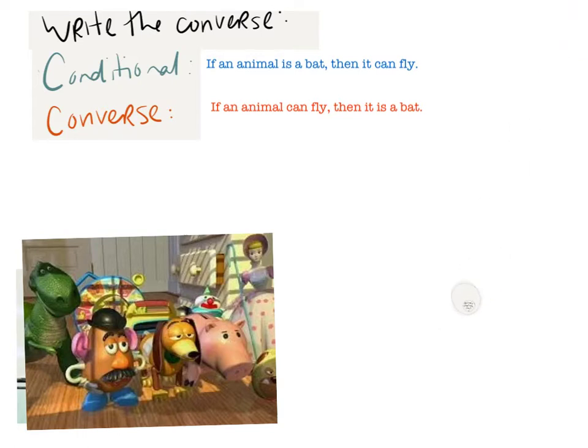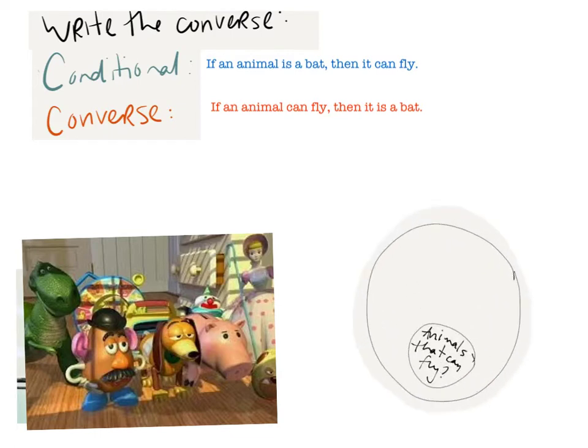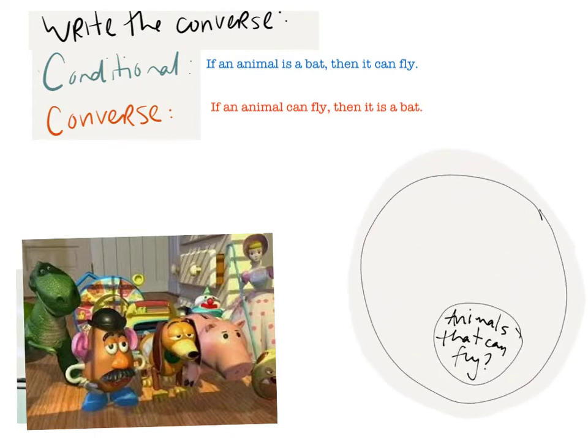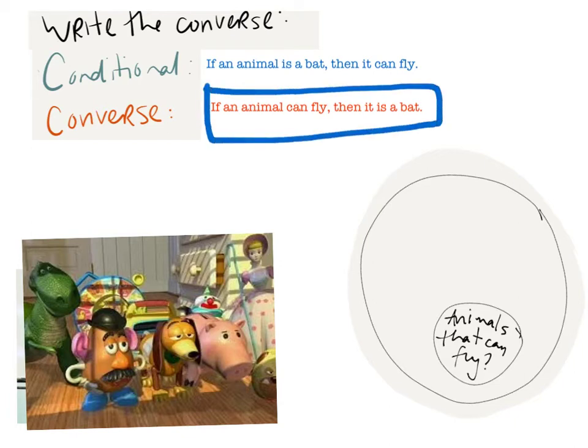Now, sometimes when you're asked to write a converse, you're also asked, is the converse true? So let's just look at only the converse. Here's what it says. If an animal can fly, then it is a bat. We're going to use this model. You'll remember it from the table we copied down. This is my P, my hypothesis. Animals that can fly, the conclusion is there's only one, and it's called the bat.